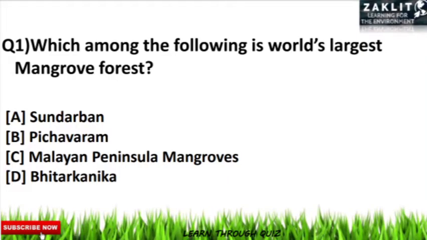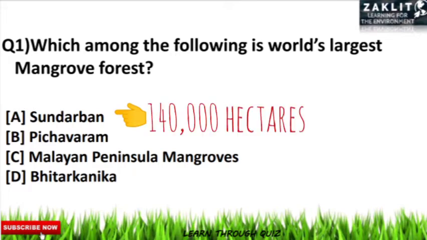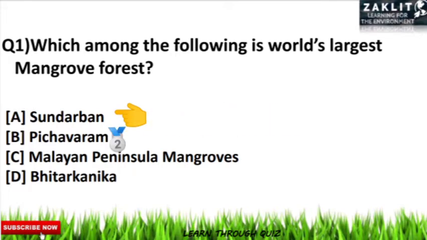The first question was, which among the following is the world's largest mangrove forest? And here the correct option will be option number A. Sundarban Reserve Forest is the world's largest mangrove forest, which is the delta region formed by the confluence of river Ganga, river Brahmaputra and Meghna river in the Bay of Bengal. So it has the area of about 140,000 hectares, and the Pichavaram mangrove forest located in Tamil Nadu is the world's second largest mangrove forest.